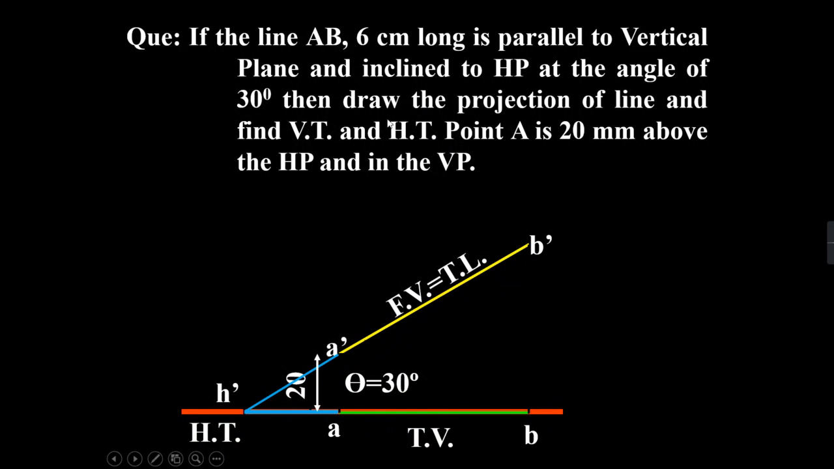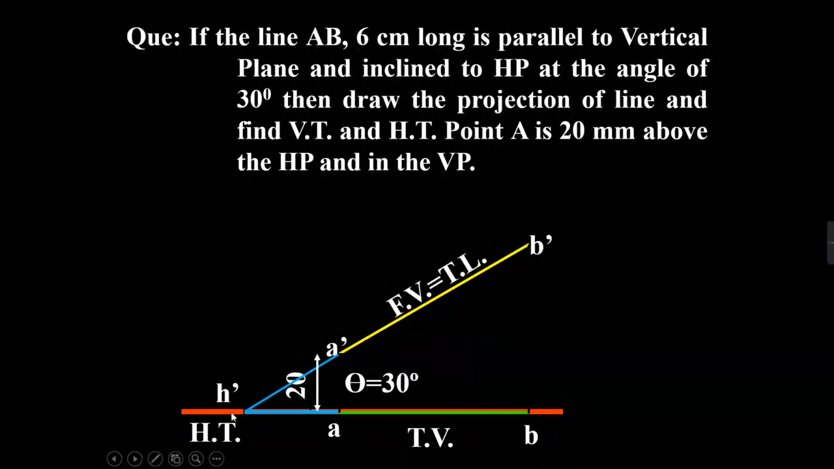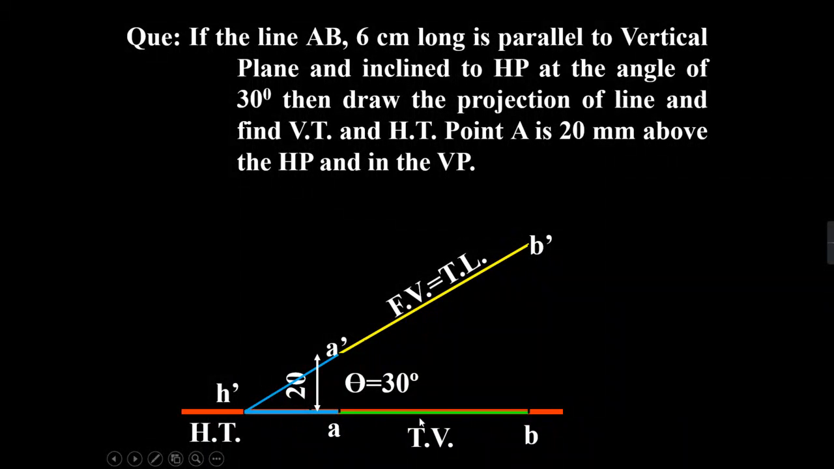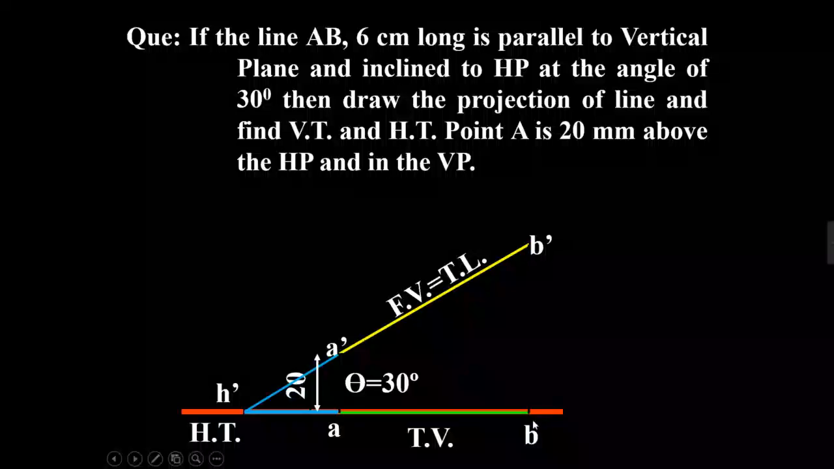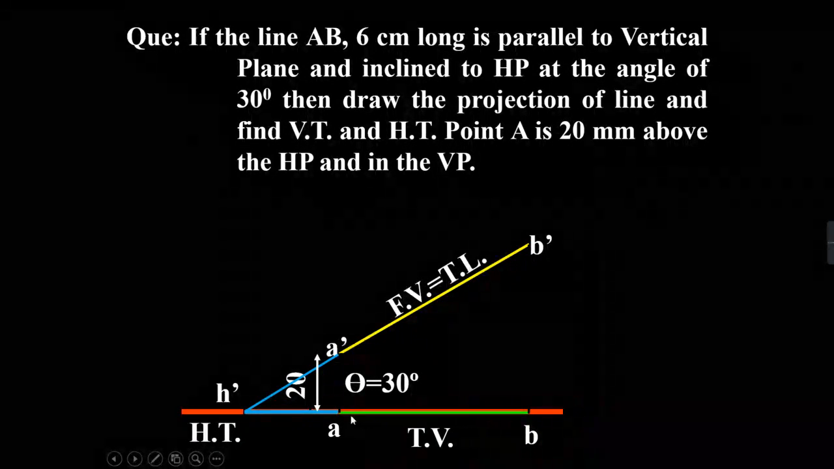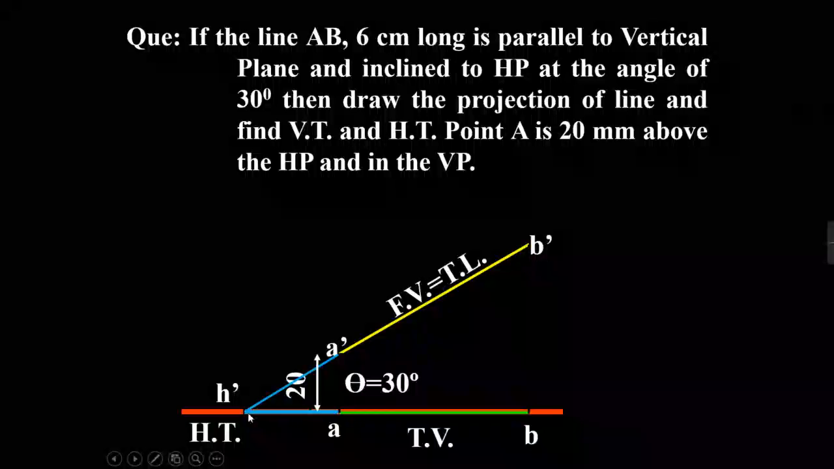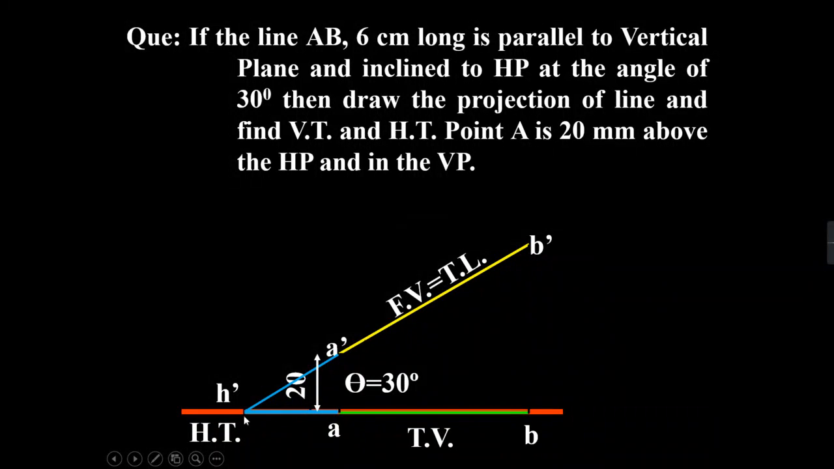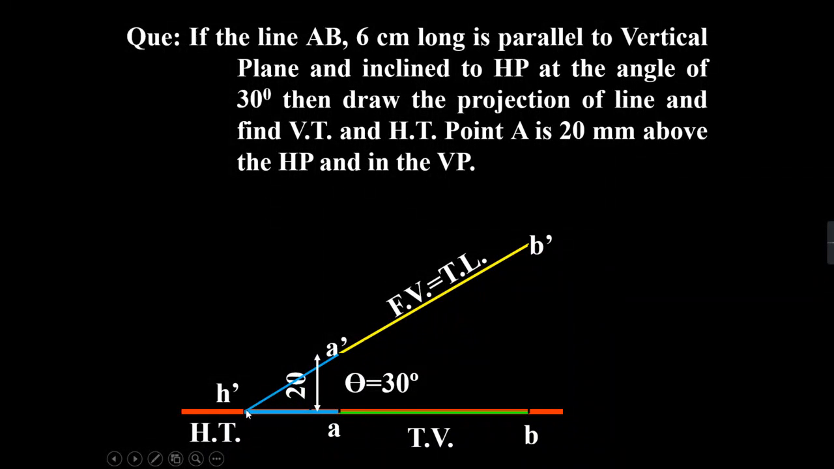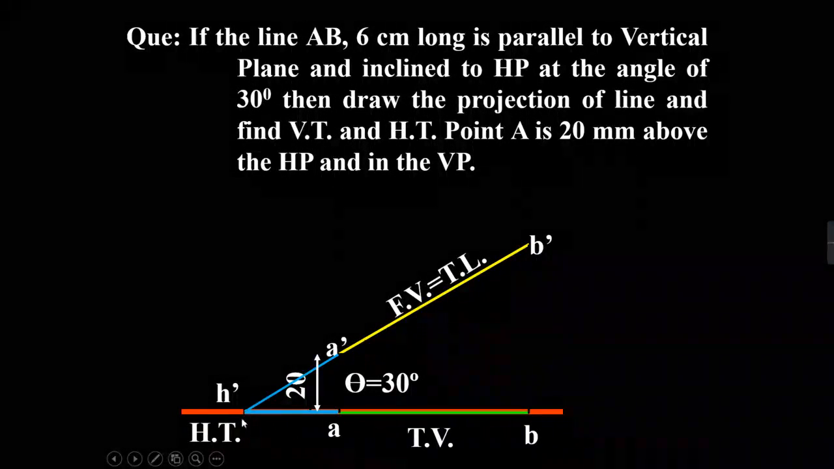Now to get the horizontal trace of a line, I will extend the front view up to the reference line, then I will get the H dash. Then I will draw a projector from the H dash. Then I will extend the line, that is the top view, up to the projector. So I will get this point again as the horizontal trace. Here the H dash and HT both coincide at the same point.